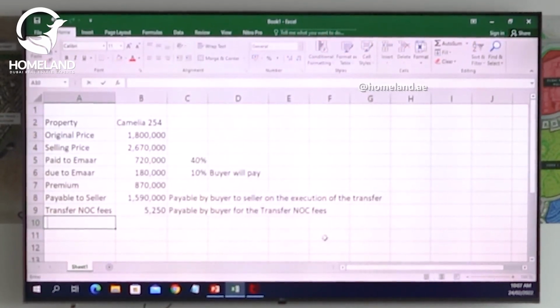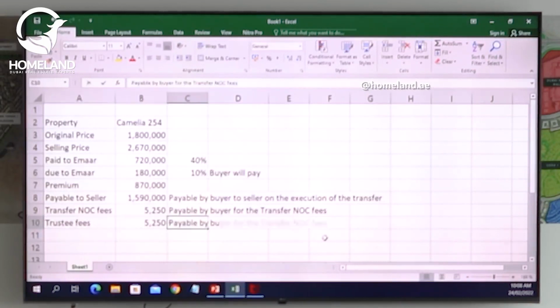What are the other fees? Trustee office fee. When we go to the trustee, they will charge us trustee fees. How much will they charge? Is it off plan or title deed? It's off plan. So how much has to be paid? 5,250. Again, payable by buyer to the trustee.